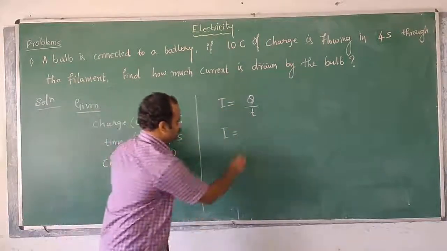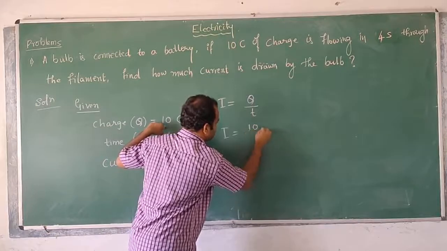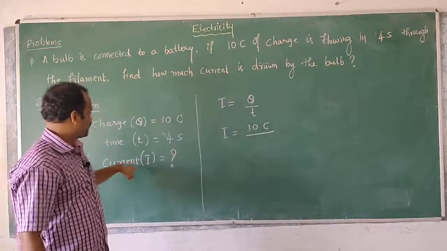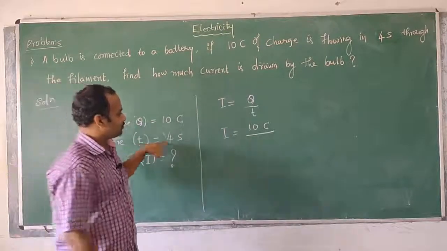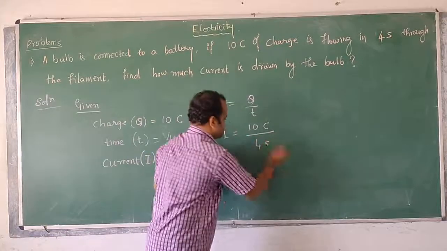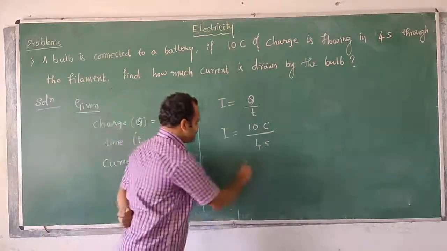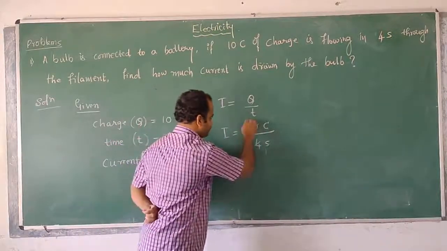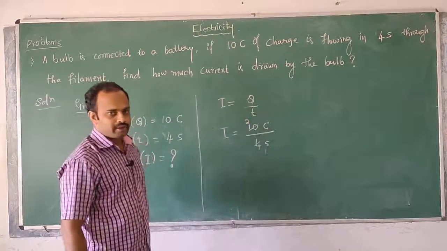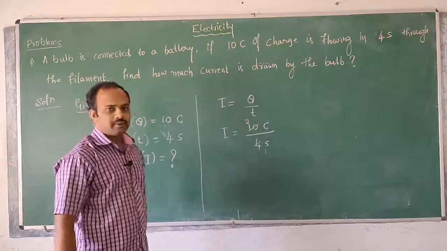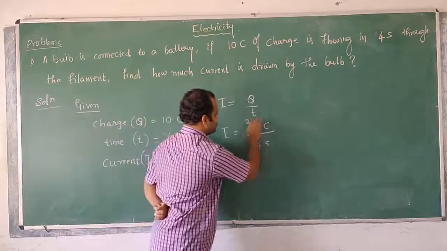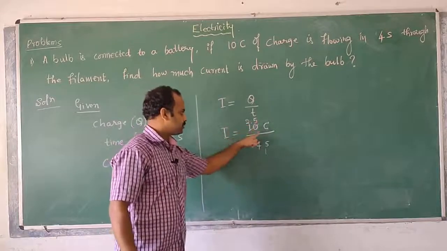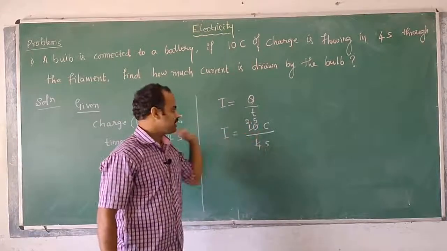I is equal to Q by T. Q is 10 coulomb divided by T. What is time taken? T equal to 4 seconds. Therefore, 4 twos are 8, 2 carry, point becomes 20, 5 twos are 10. So 2.5.